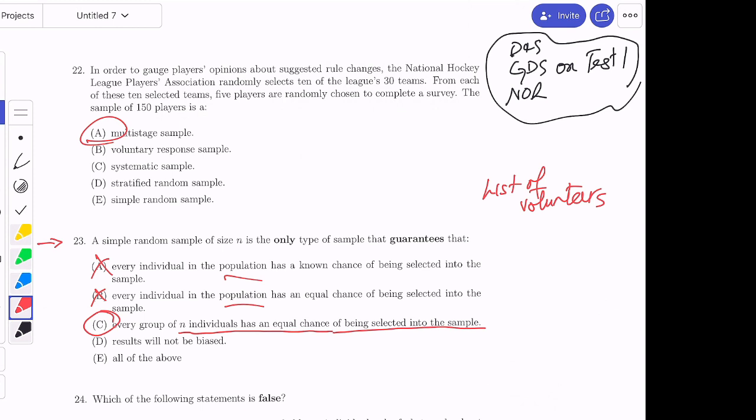But that's the best answer. Okay, I'm going to keep going. Let's try the next one.